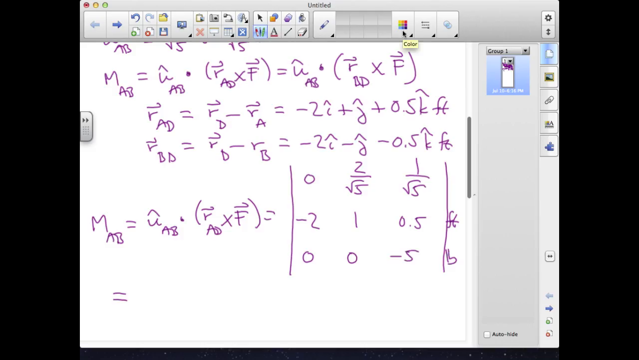Let's just make a note that the only non-zero contribution we're going to get is going to come from this term. Our first term will be 0 times 1 times minus 5 minus 0. So we get nothing from the term that normally occupies where the I unit vector is. The second term will be minus 2 over root 5 times this cross product. And that will end up being the only term that contributes, because the last term is 1 over root 5 times essentially 0 minus 0. So what we end up with here is minus 2 over root 5 times 10, or minus 20 over root 5, which is minus 8.94 foot-pounds.